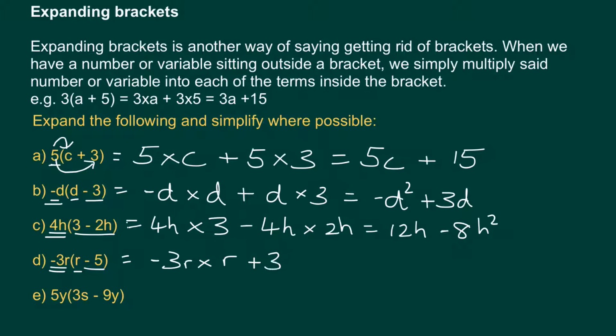And then we have 3r, the outside bit, multiplied to the inside bit. So negative answer for the first part here, because we know that's going to be a negative. And then 3r times r gives us 3r squared. And then we have the plus in the middle, and we have 3r times 5. So 3 times 5 gives us 15, and then simply an r at the end.